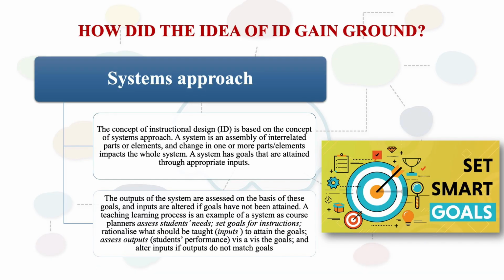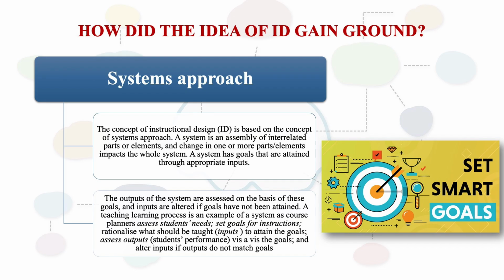If that doesn't happen, what do you do? You bring about certain changes in the system. The inputs are altered, and if the goals are attained, it is okay. Otherwise, you carry out more alterations. A teaching learning process is also an example of a system.